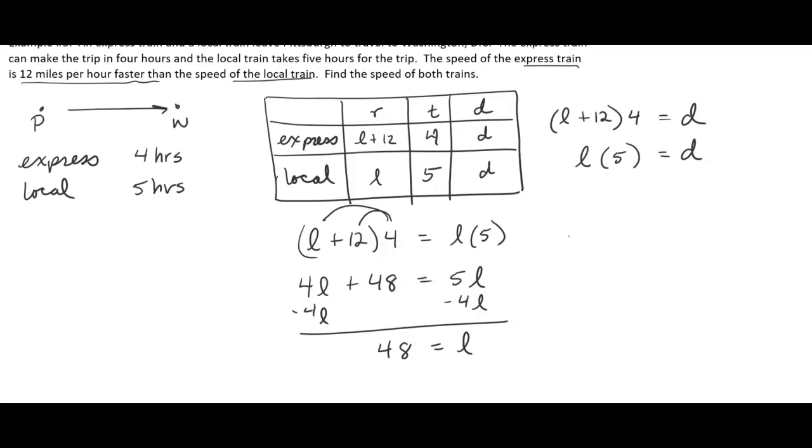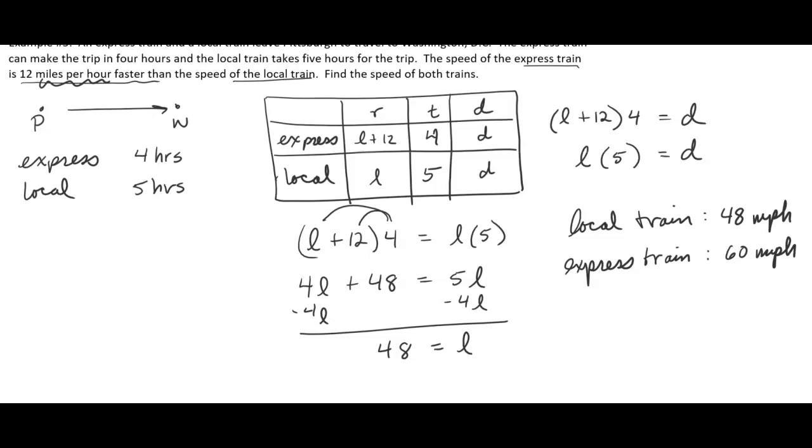So the local train is going 48 miles per hour. Now, how do we know it's miles per hour? Because they gave us the units right here. It said miles per hour, so we were going to find the rate in terms of miles per hour. And the express train is going 12 miles an hour faster, or 60 miles per hour. How do you get 60? Well, it's the 48 plus 12. Okay? All right, that's the answer.